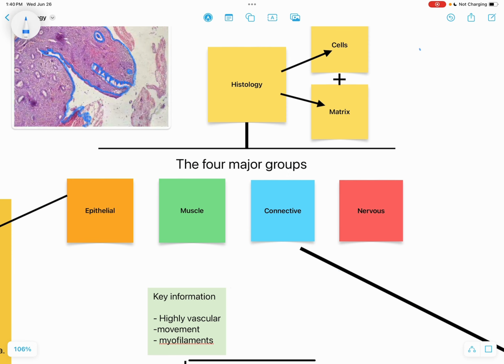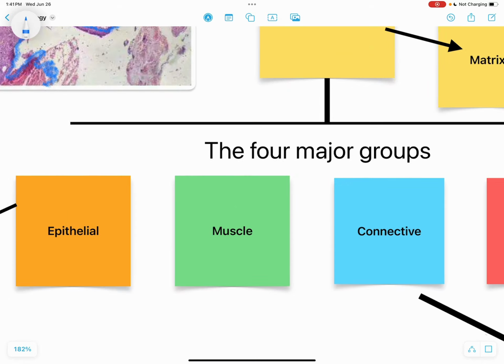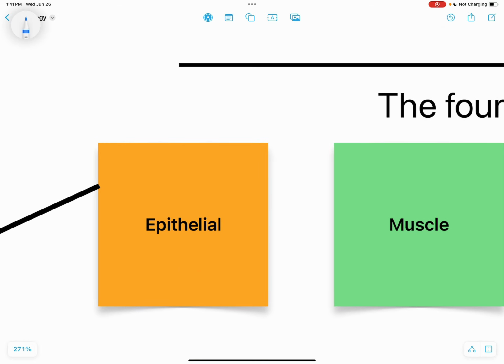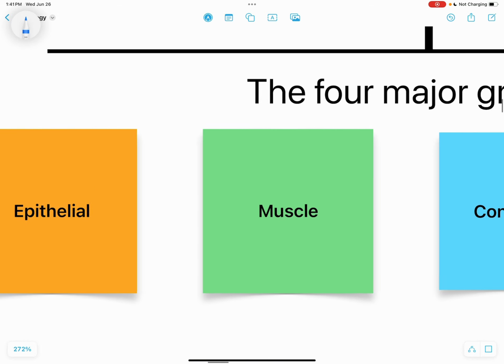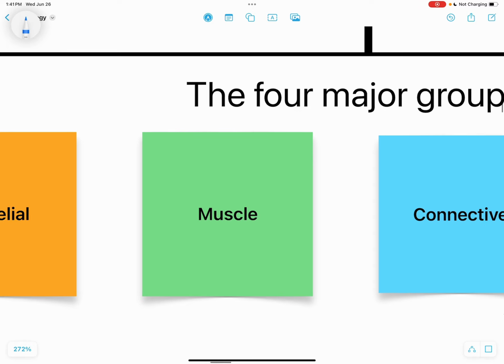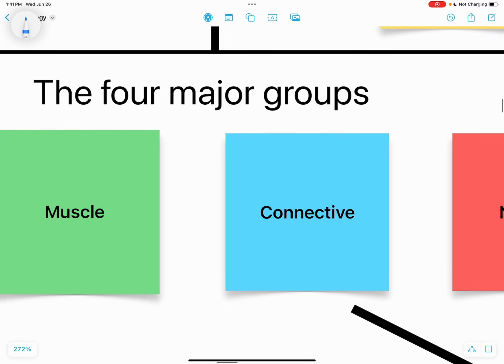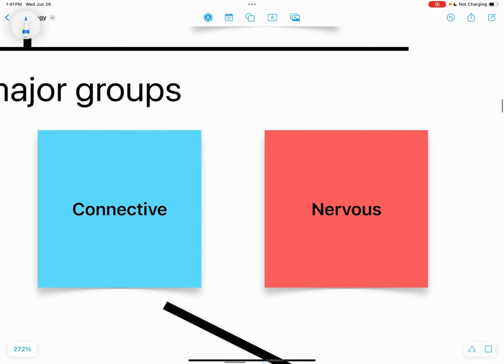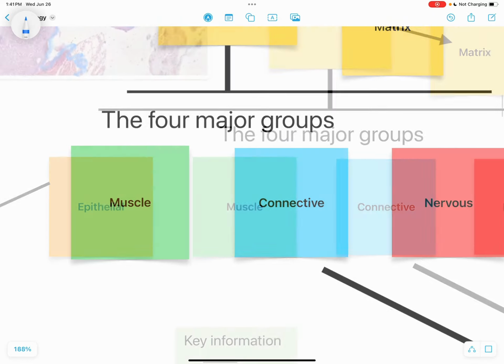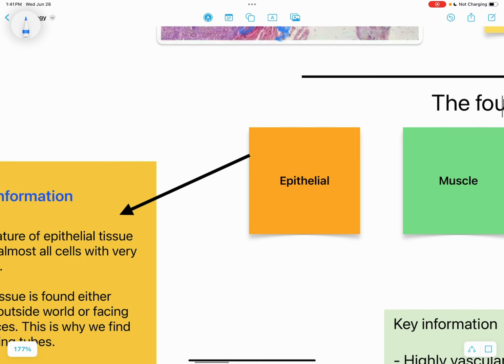As we start to look at the tissues, we're going to see that there are four major groups. The first are the epithelial tissues. The next major group is muscle. Then we have connective, and the last major group is the nervous tissue. So now let's spend some time and look at each one of those groups, and let's look at some of the major types of tissues under those headings. So let's go over to epithelial.